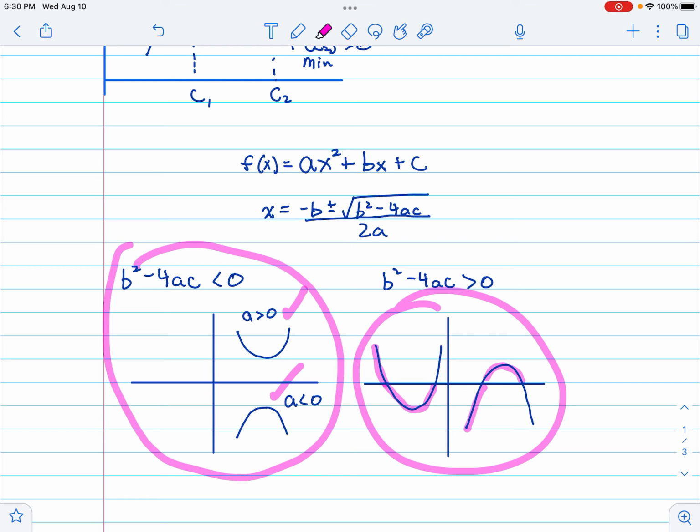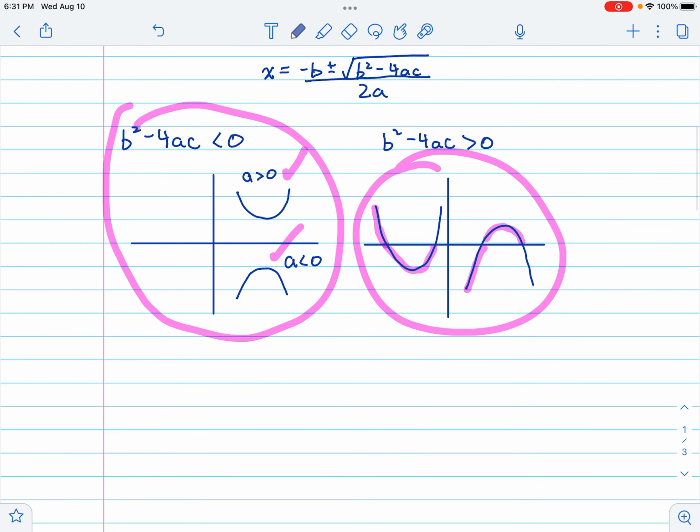Now, think in terms of the second derivative. That's where we're going with this. We're looking for something that will tell us whether the second derivative is always positive, always negative, or sometimes positive and sometimes negative. Okay, let's move along.